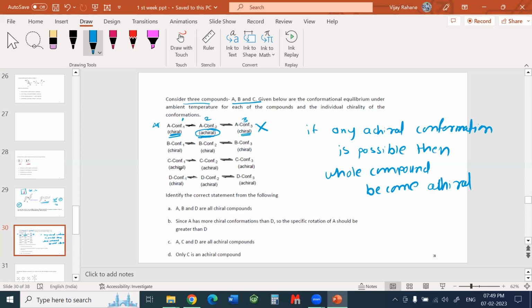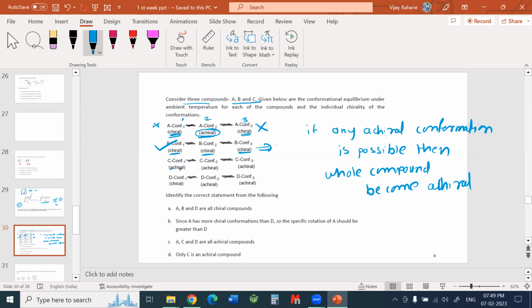For this B molecule, the first conformation is chiral, the second conformation is also chiral, the third conformation is also chiral. So this compound should be a chiral compound, and it's optically active. It should be the optically active compound, right? So this one is the chiral compound. The first one is achiral, the second one is the chiral compound.